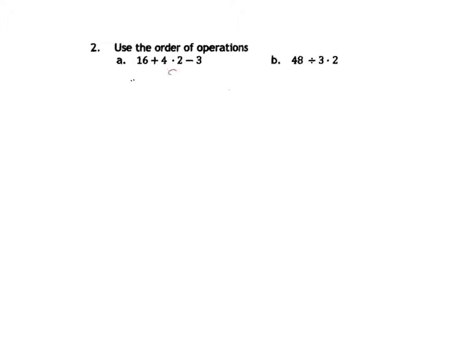Multiplication. So put an 8 underneath 4 times 2. And that's what I multiplied first. So that means that I need to now put the 16 plus in front, and I need to put the minus 3 after it.